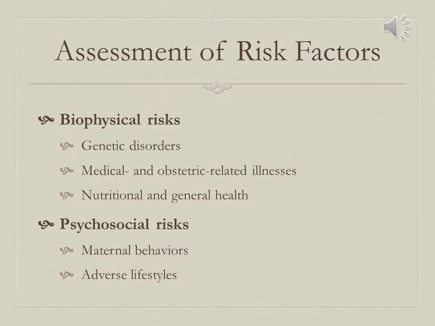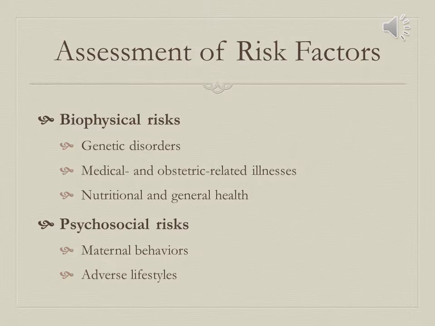So when you're looking at your risk factors, you can actually break them down into certain categories. And the first one we'll talk about are the biophysical risks. When you're thinking genetics, consider your hereditary disorders, things like your sickle cell or your cystic fibrosis, or chromosomal anomalies. Is there anything in other family members, maybe a cleft lip or a cleft palate, that could put this fetus at risk for congenital abnormalities?